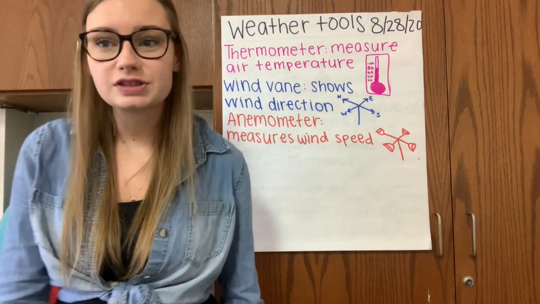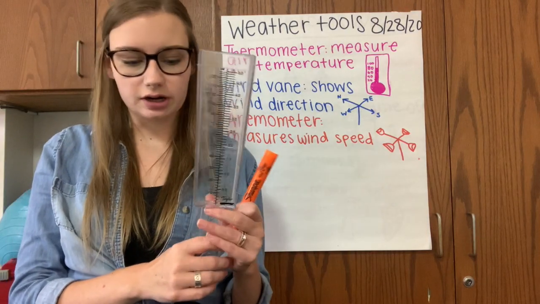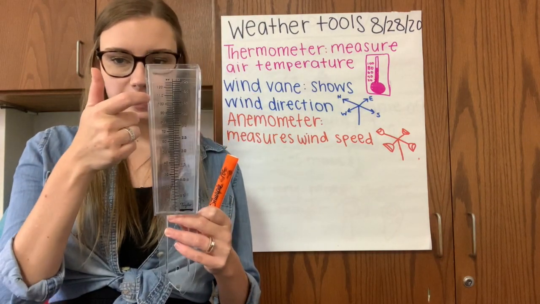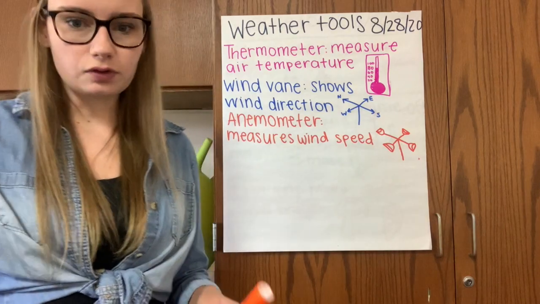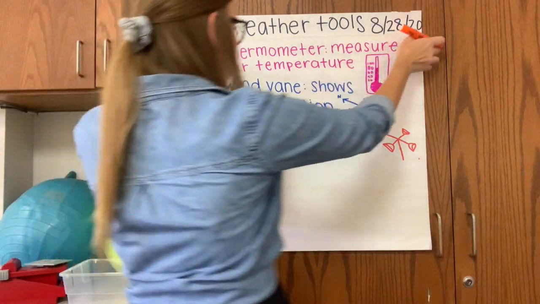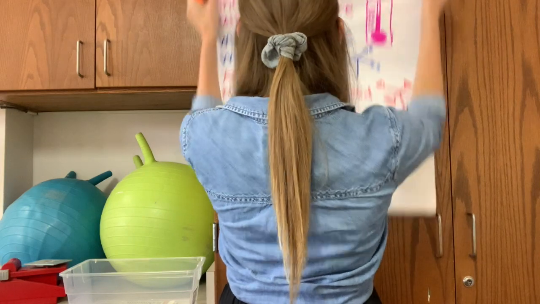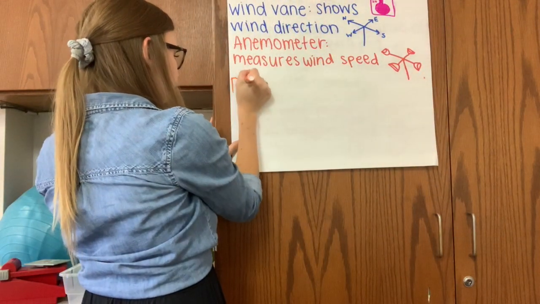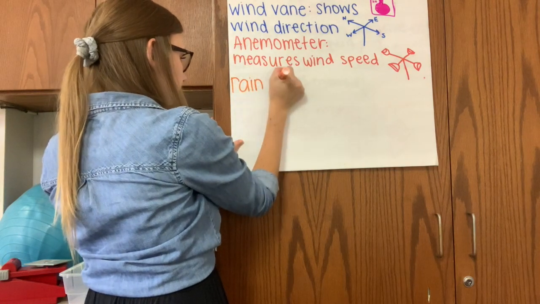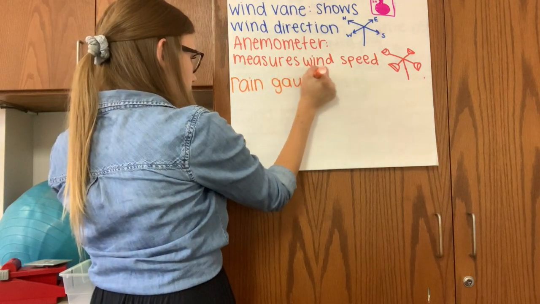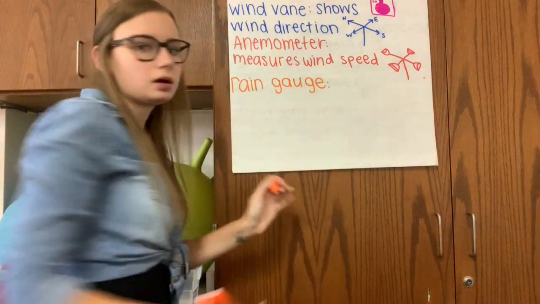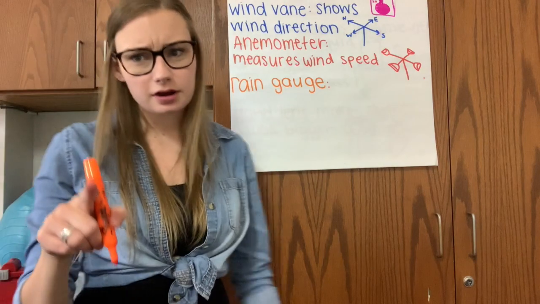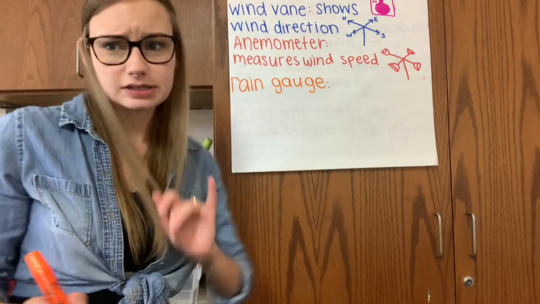The last weather tool was the rain gauge, and I actually have a rain gauge here. So the rain, you'd stick this in the ground and the rain would go up and up and up. So let's write it down. A rain gauge measures precipitation. That's another hard word to spell, so pay close attention.